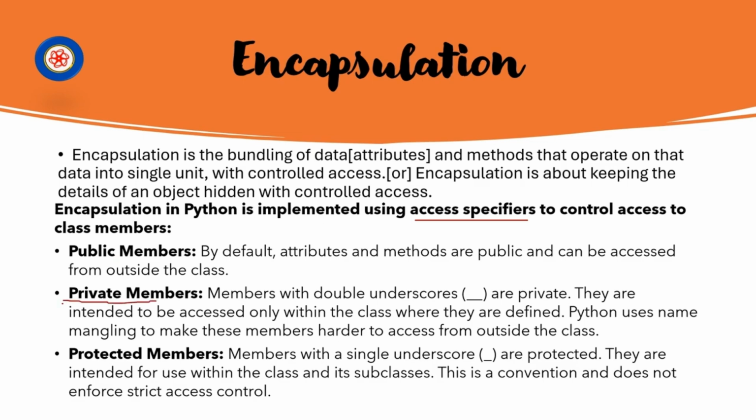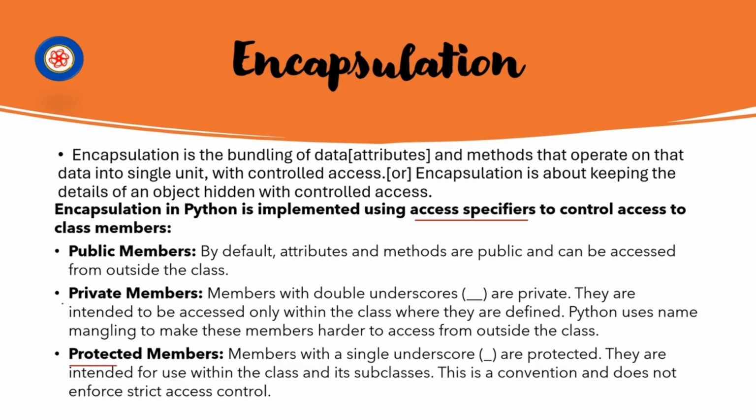Private members provide the highest level of restrictions. Members with double underscore are private. They are only accessible within the class they are defined in. Private members are useful for safeguarding sensitive data and ensuring that it cannot be modified or accessed directly from the outside class. For this, Python uses name mangling.